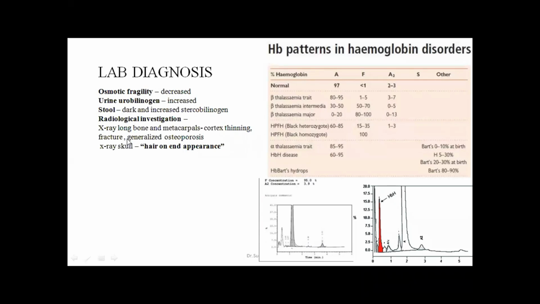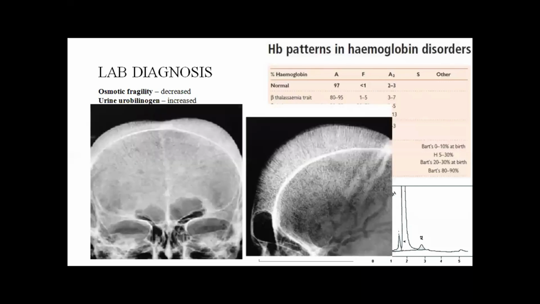In radiological investigation, if you look at the X-ray of the skull, it is going to show something known as hair on end appearance, and the hair on end appearance looks like this. So this is the skull, and it looks like there are hairs radiating from it. The basic pathophysiology behind this radiological feature is expansion of bone marrow.